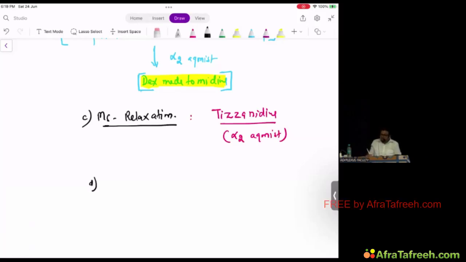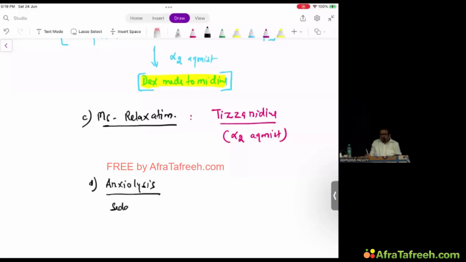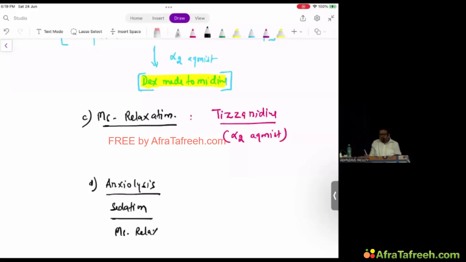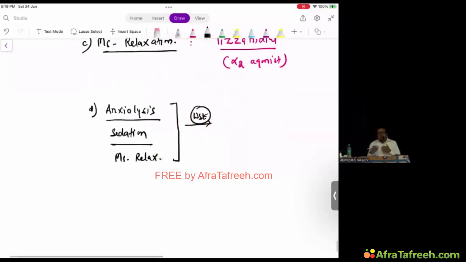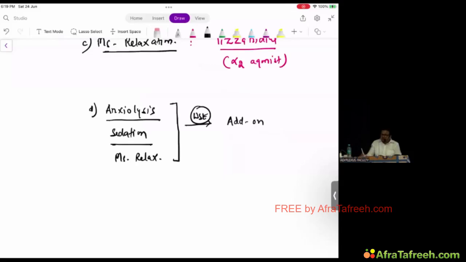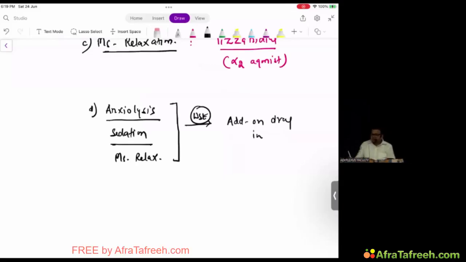When NA decreases in your CNS, you have anxiolysis, anxiety decreases. Already we have seen NA release decrease causes sedation. Already we have seen it causes muscle relaxation. All these properties are useful where? All of them combined are useful. You want muscles to be relaxed, you want sedation, you want anxiety to decrease, where all these properties are needed. Anesthesia, so alpha 2 agonists are used as add-on drugs in anesthesia.